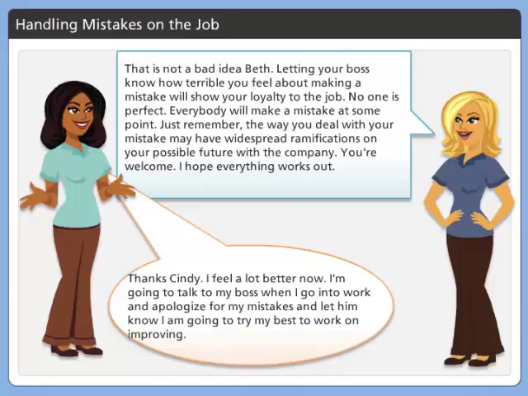This is not a bad idea, Beth. Letting your boss know how terrible you feel about making a mistake will show your loyalty to the job. No one is perfect. Everybody will make a mistake at some point. Just remember, the way you deal with your mistake may have widespread ramifications on your possible future with the company. Thanks, Cindy. I feel a lot better now. I'm going to talk to my boss when I go into work and apologize for my mistakes and let him know I'm going to try my best to work on improving. You're welcome. I hope everything works out.